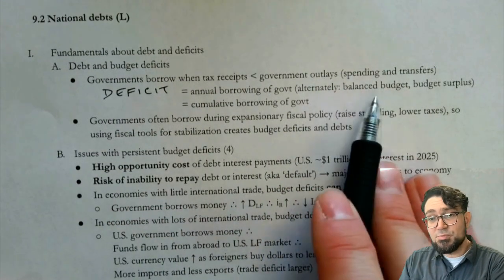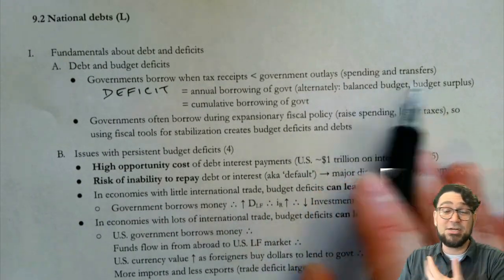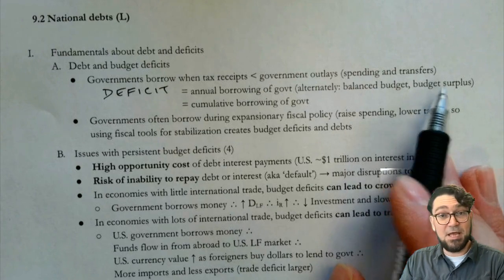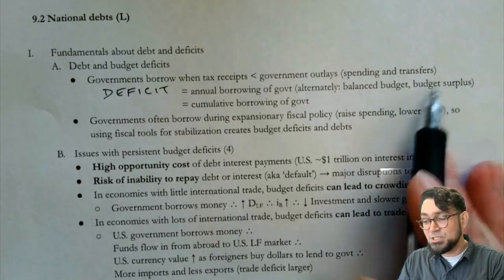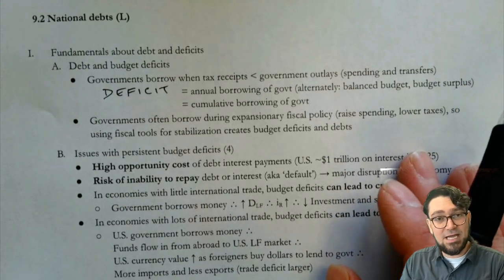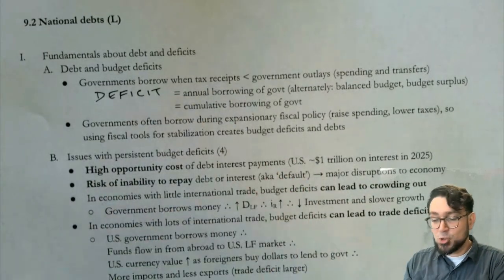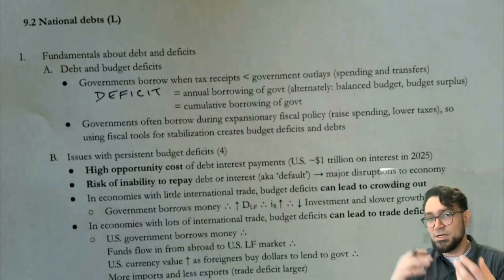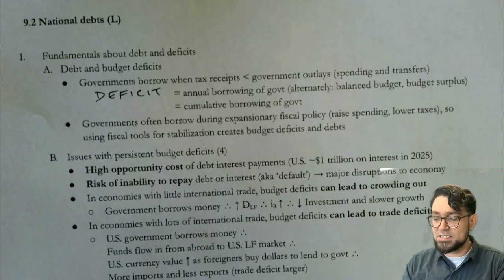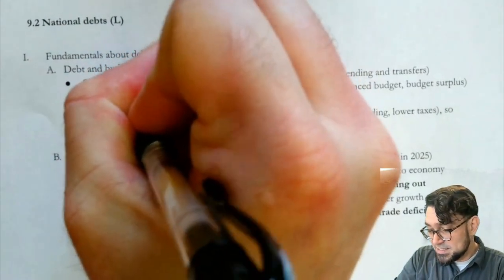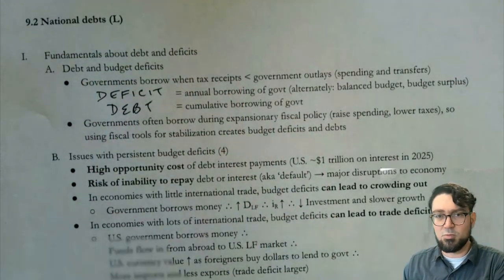The alternate world would be if they had a balanced budget or they actually took in more than they spent, and that would be called a budget surplus. A budget surplus is pretty rare in the United States. The last time it happened was the late 1990s, and before that it was quite some time. The cumulative, the total amount of everything that's been borrowed, in addition to if there's been any savings and surpluses, is what we call the debt. And so knowing the difference between those two terms is really important.